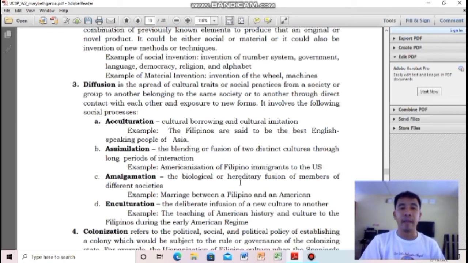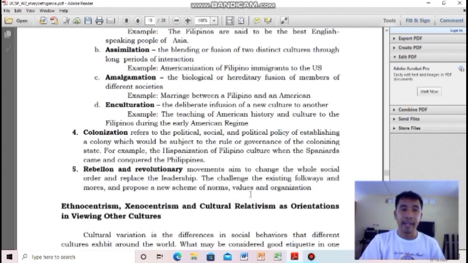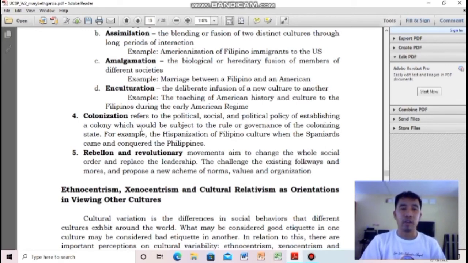Tudlo or ang teaching of American history and culture of the Filipinos during the early American regime is example of enculturation. Next will be colonization, refers to the political, social, and political policy establishing a colony. So that is sa aton nga common term nga tawag na siya nga ang pananakop. So ang pinaka-bantog nga pananakop nga natabo is for us Filipinos in the Philippines, the Hispanization of Filipino culture when the Spaniards came and conquered the Philippines. Ang ginsakop kita sa mga Kastila.